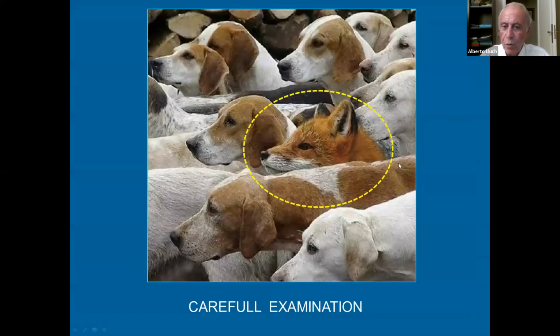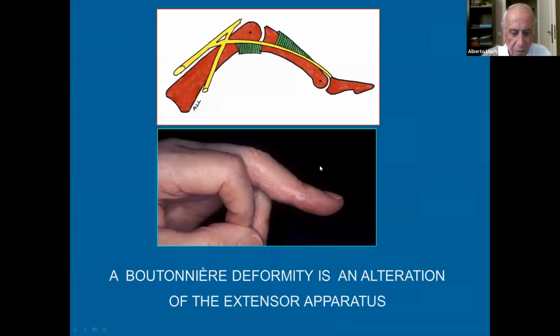So we always have to do a careful examination, otherwise we can be fooled, like this fox here. So, as I said before, a boutonniere deformity is an alteration of the extensor apparatus. So the finger should look this way.